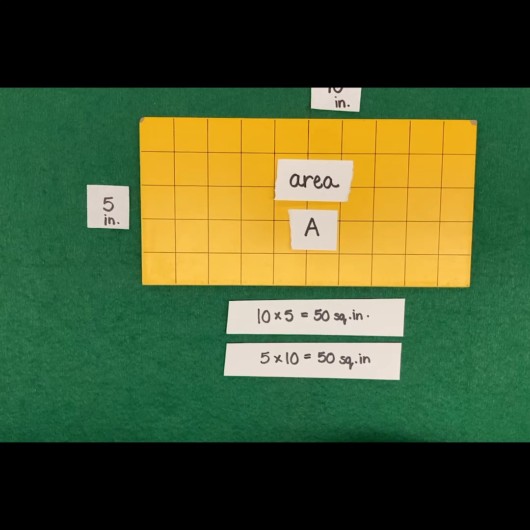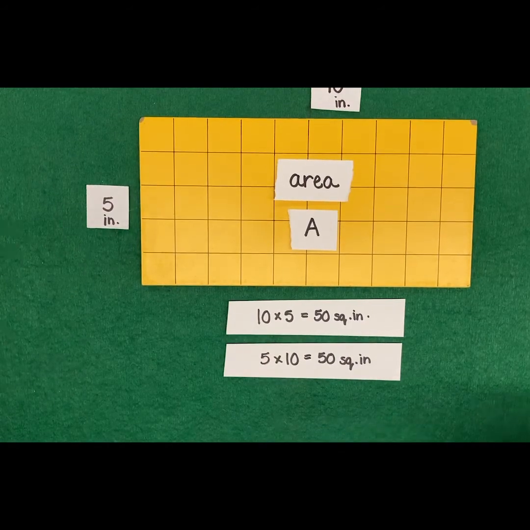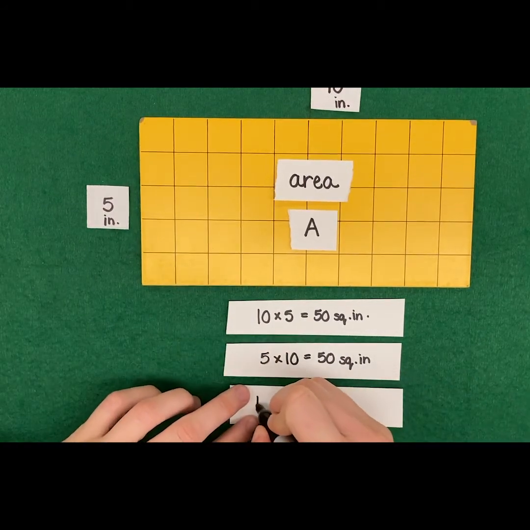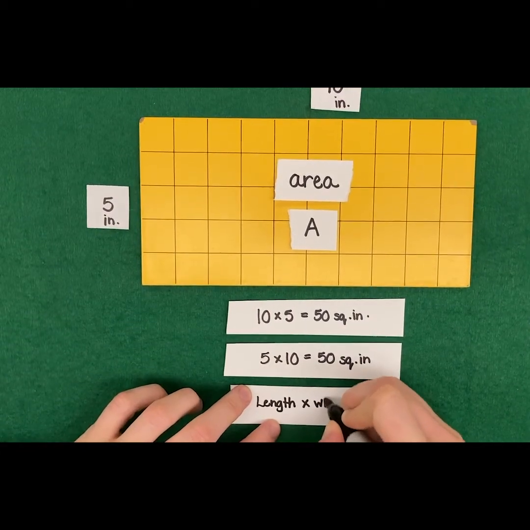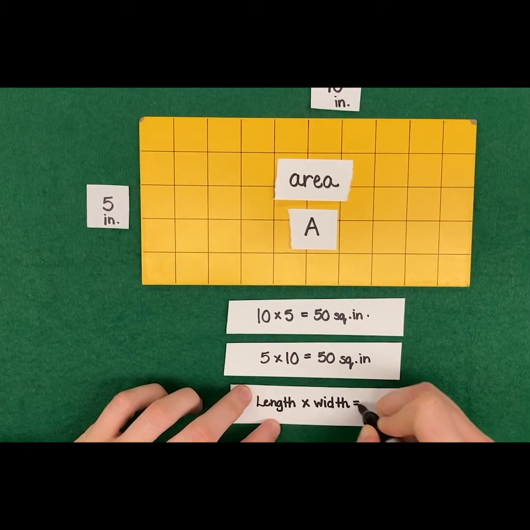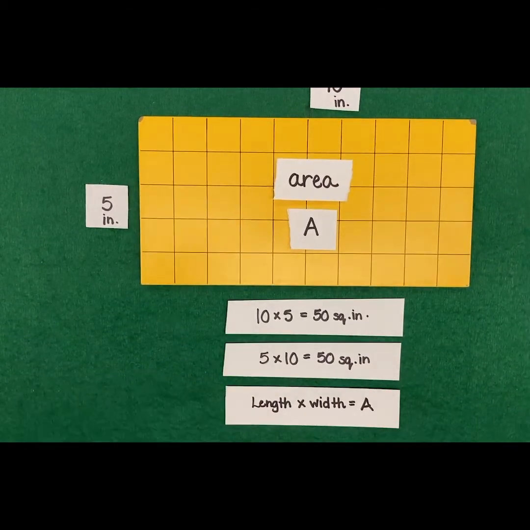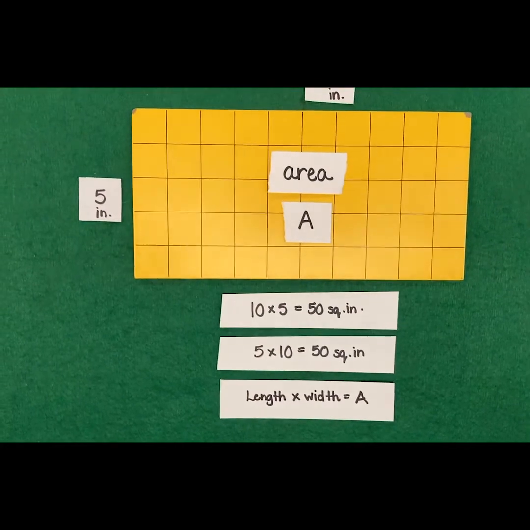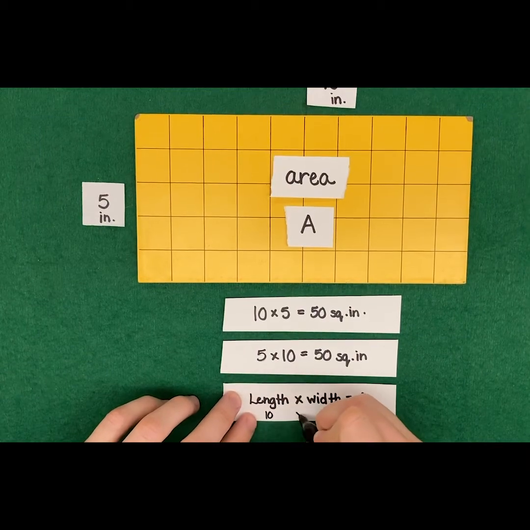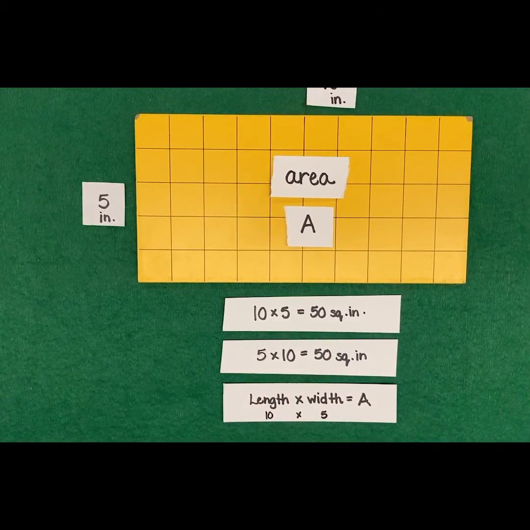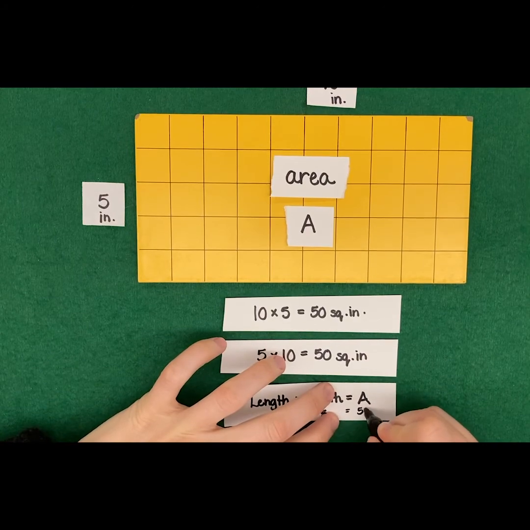When we measure area, what we're really doing is multiplying. We are multiplying our length by our width. And that equals our area. In this case, our length was 10 and our width was 5. And it got us to a total area of 50 square inches.